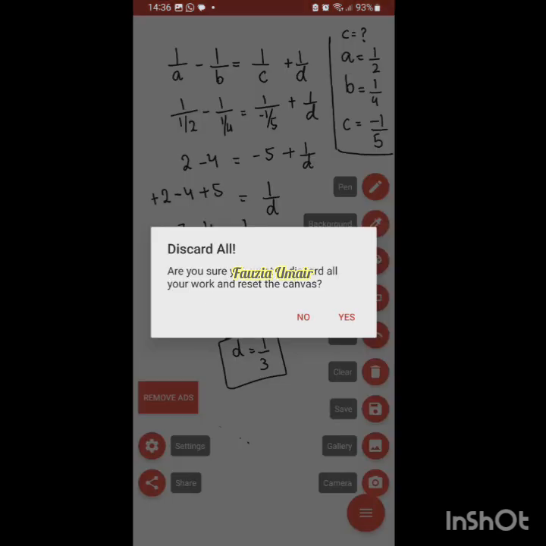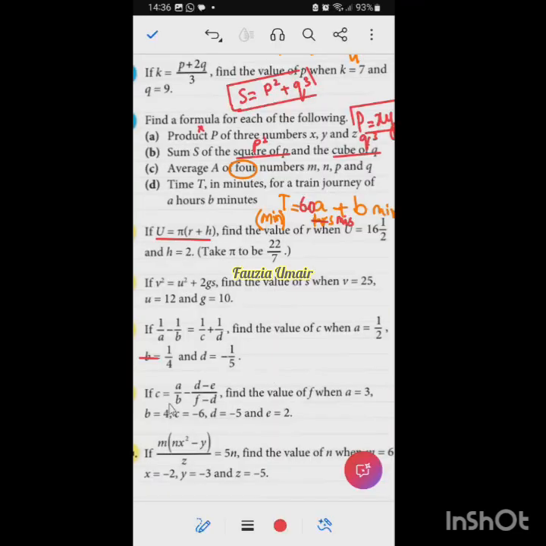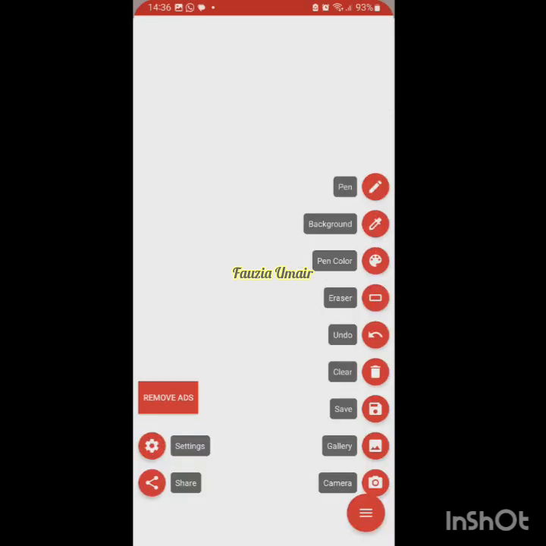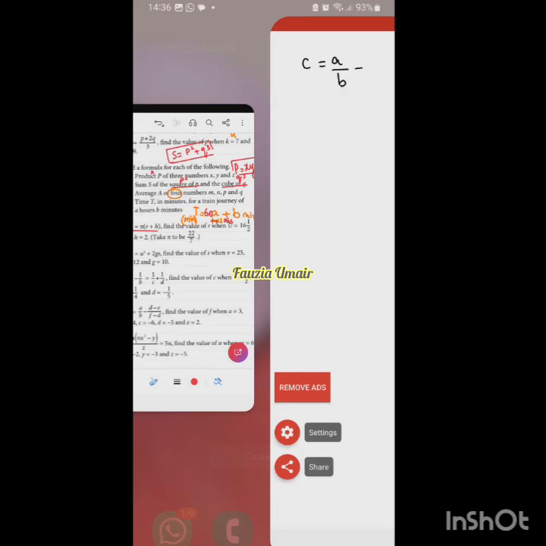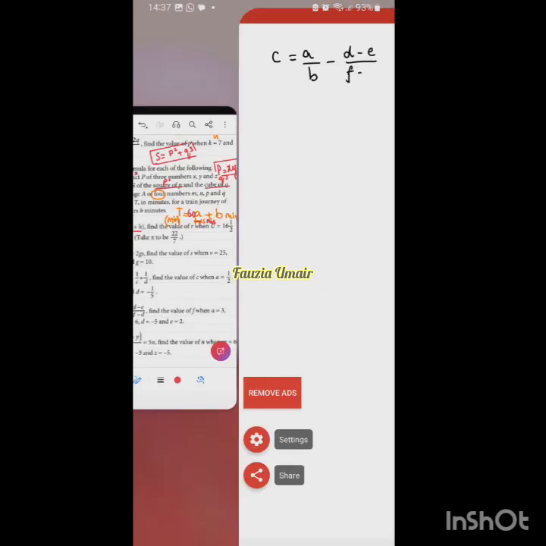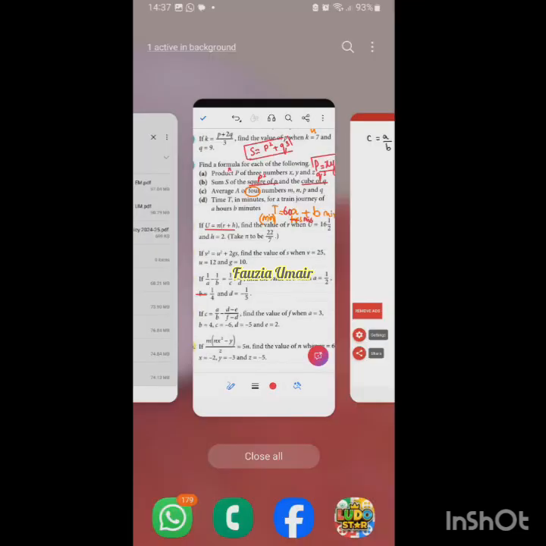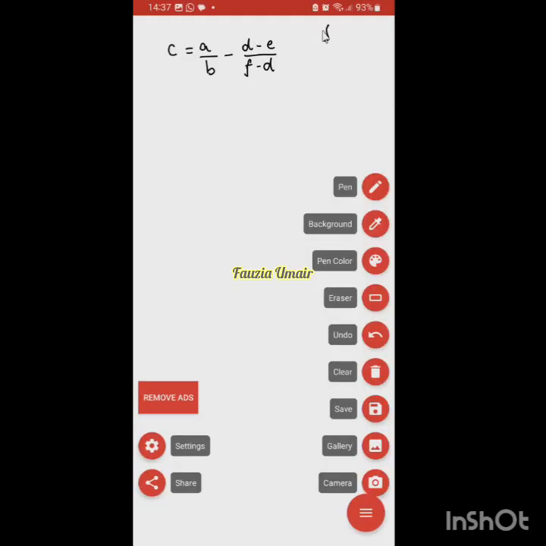So now moving on to the next question. Next question is question number 9. If C is equal to A by B minus D minus C by F minus D. So let me write it down first, then we will discuss. C is equal to A by B minus D minus C divided by F minus D. So we need to find out the value of F, and we know the other variables.